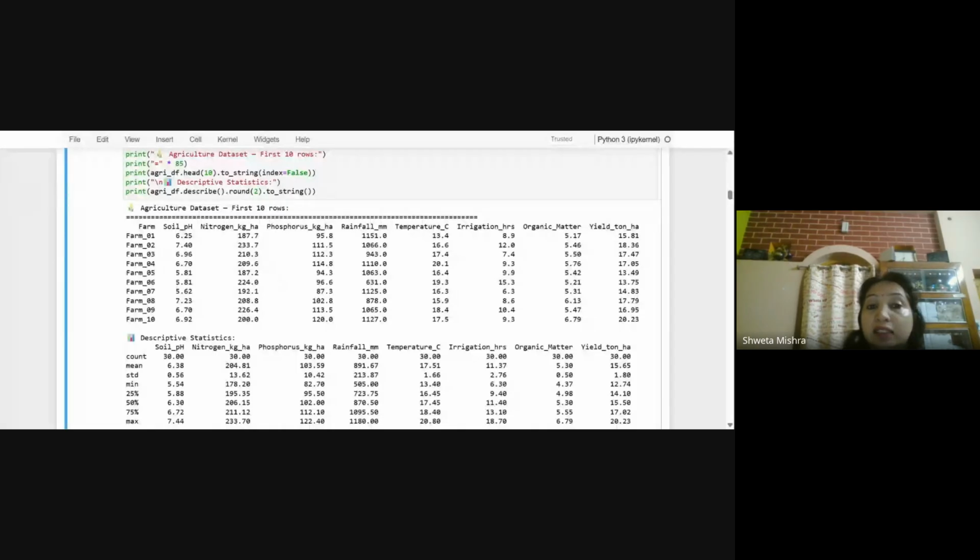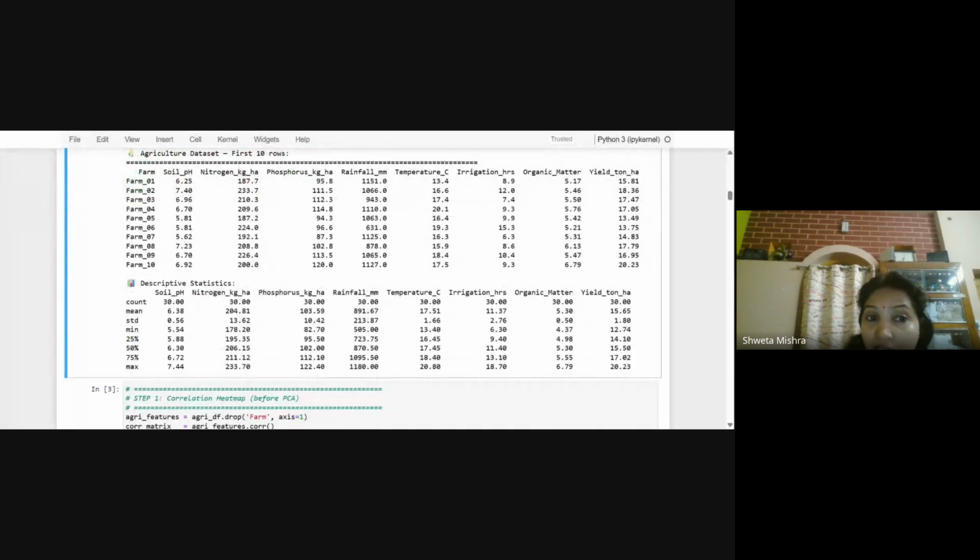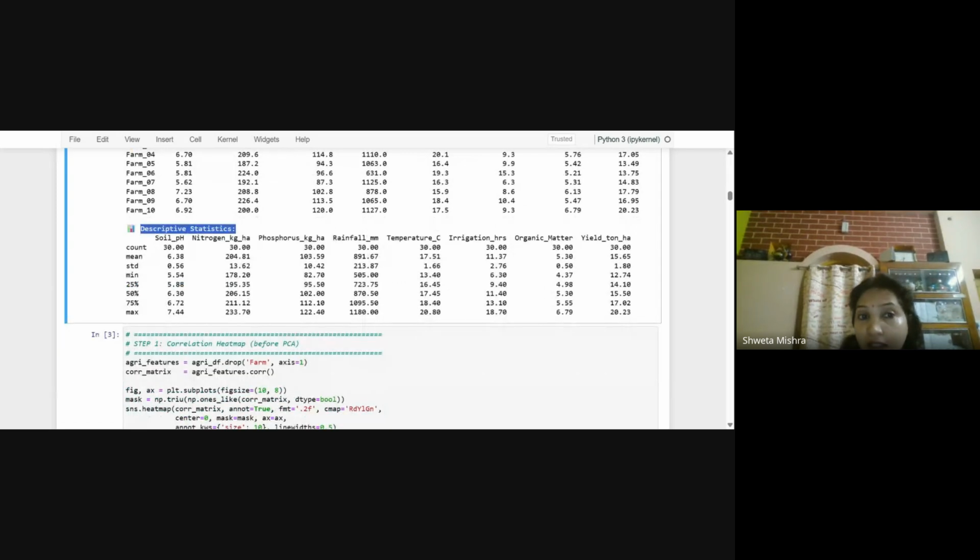Then we get the descriptive statistics. It means we have to check whether the data we are considering is actually there for all farms or not. Is there any missing data? Because that is also important. We need all the data so that we can proceed. For each variable, the count means how many farms we are considering. You can see it's 30 for all. It means we have data for all 30 farms.